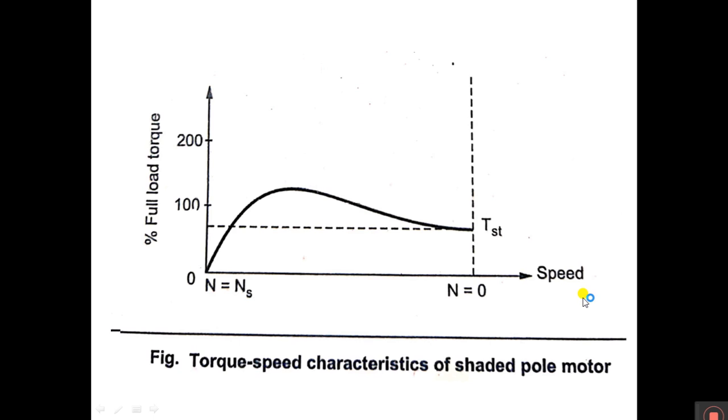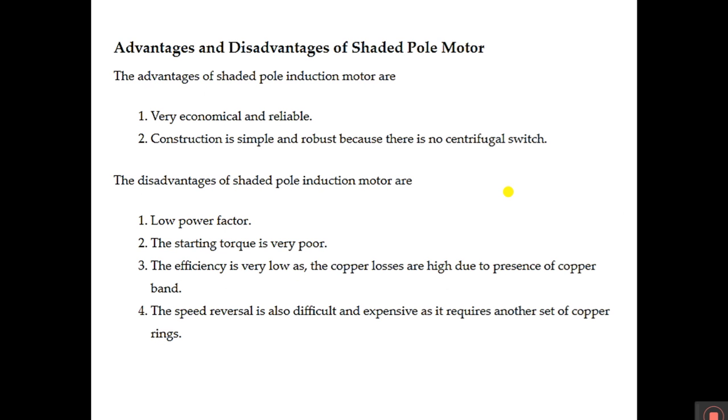So this is the torque speed characteristic of the shaded pole motor. This is similar to the capacitor start induction motor. Now the advantages and disadvantages of the shaded pole motor.